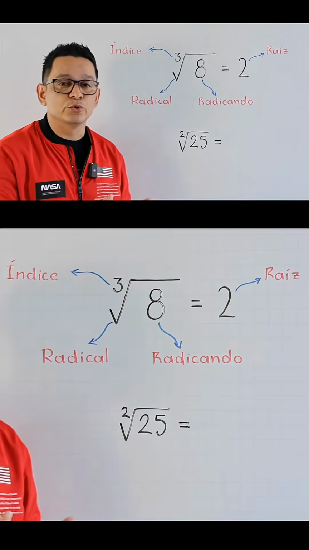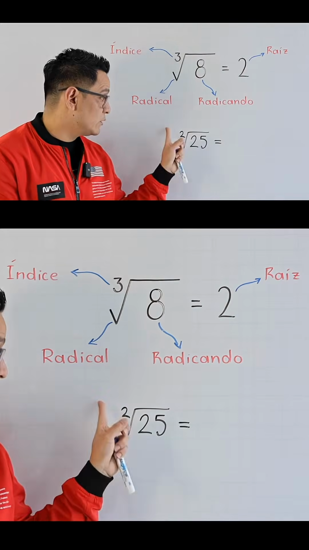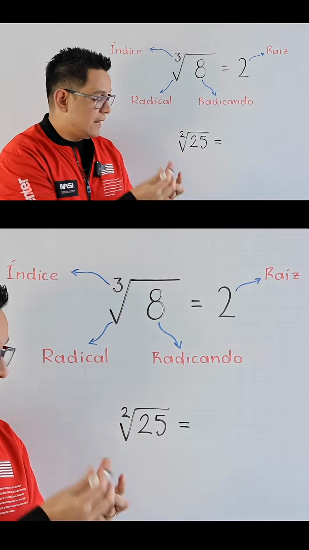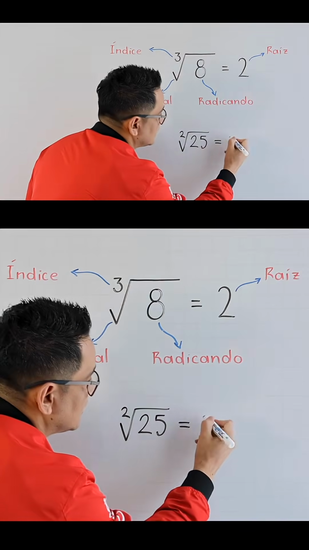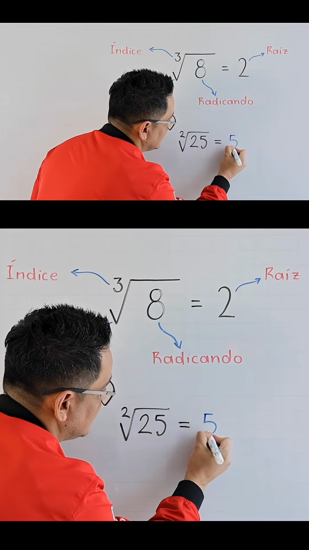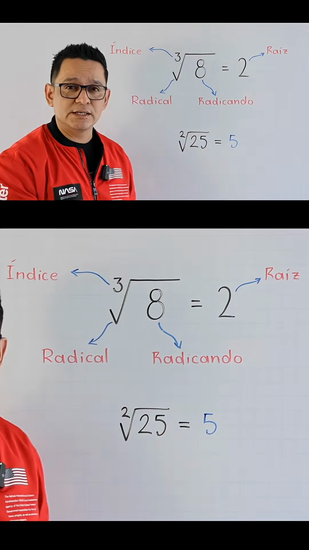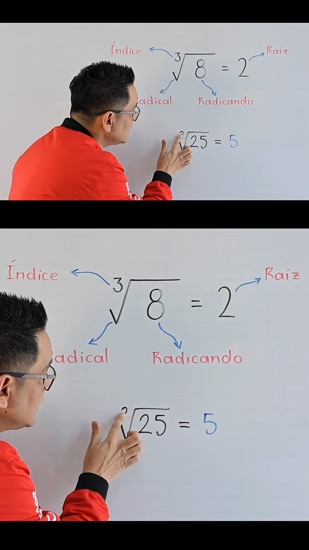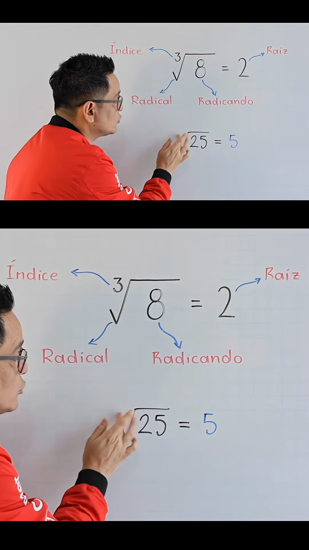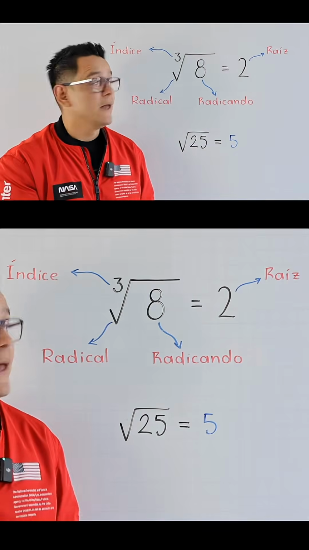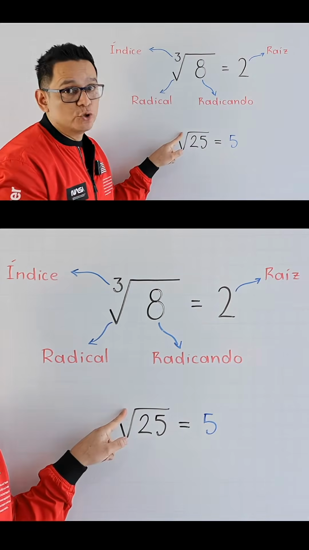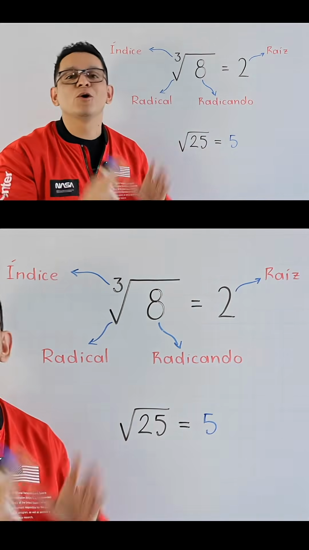So I ask you, what is the number that when squared gives me 25? Well, it would be 5. This means then that the square root of 25 is equal to 5. Careful, remember, if there's nothing there, we already know anyway that it's a square root. But of course, here you could have a 2, 3, 4, or 5, or any other number.